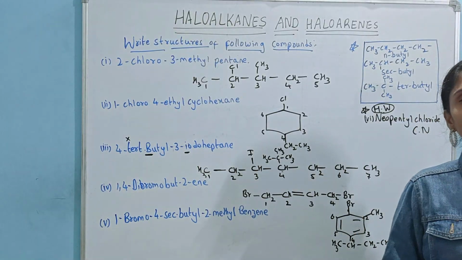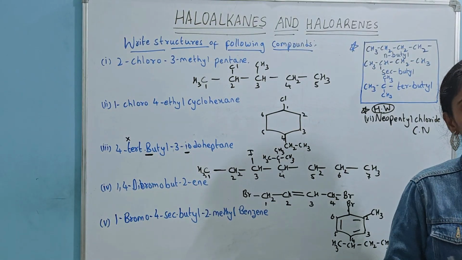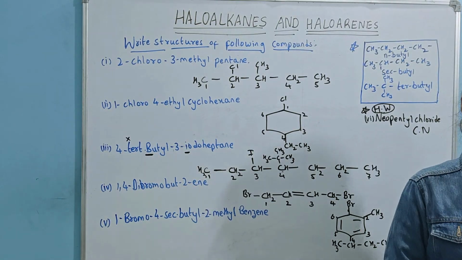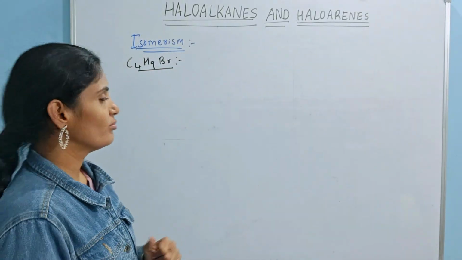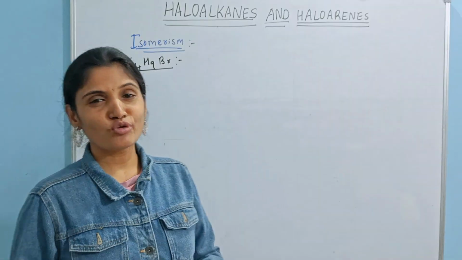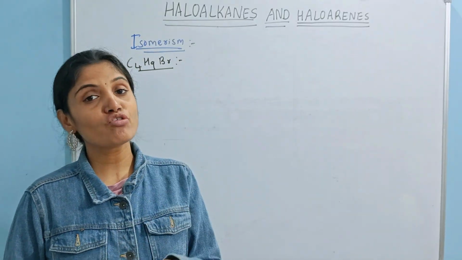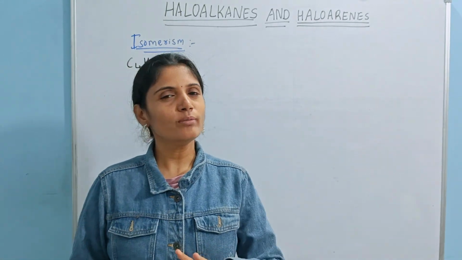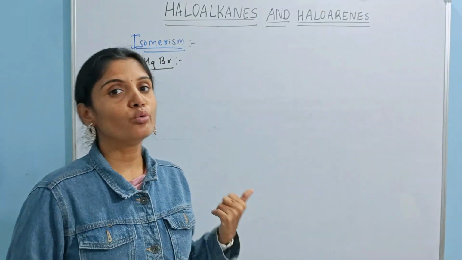Okay, haloalkanes show which kind of isomerism, chain, position, or which kind of isomerism do they show? Let us see now. Hope this is clear for you. Let us see isomerism here. Isomerism as such is not a grade 12 concept, but because we are doing haloalkanes and we know haloalkanes show isomerism, we need to at least briefly understand what kinds of isomerism they show.